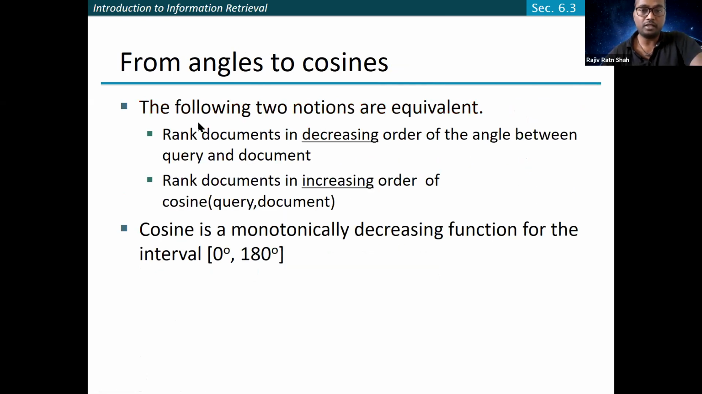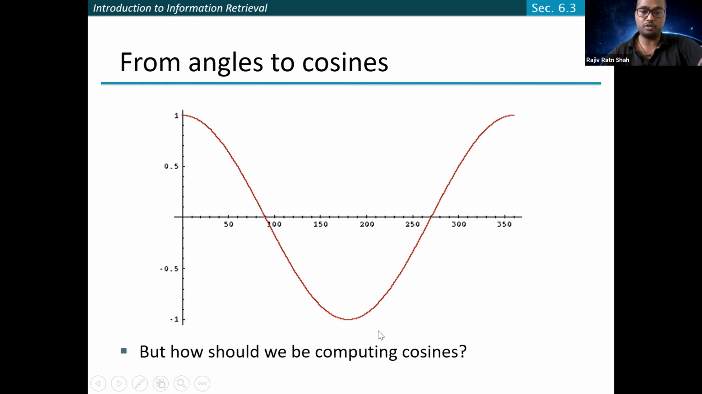So from angles to cosine, how can you compute that? As we have discussed, cosine is a monotonically decreasing function for the interval 0 to 180 degrees. So you can just compute the cosine value. If you are able to compute the cosine value, then based on it you can say whether the document you have has a high score or a low score, based on the cosine similarity.